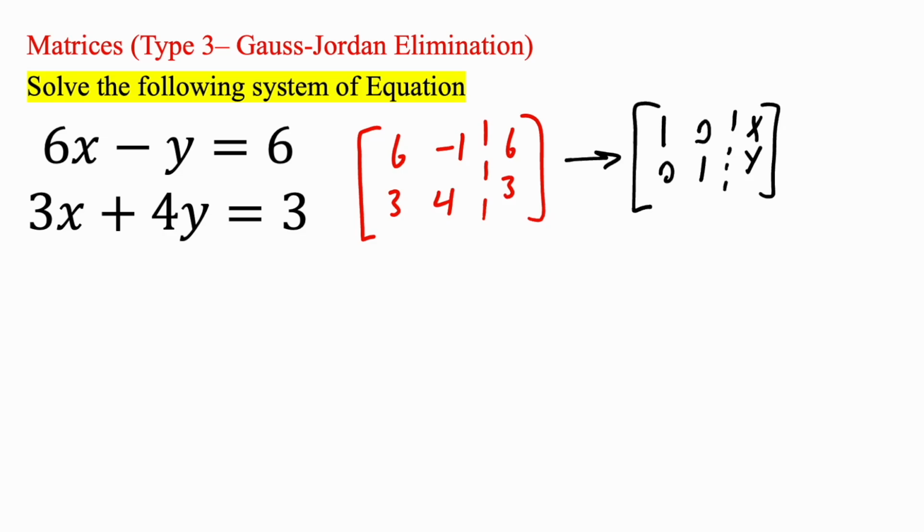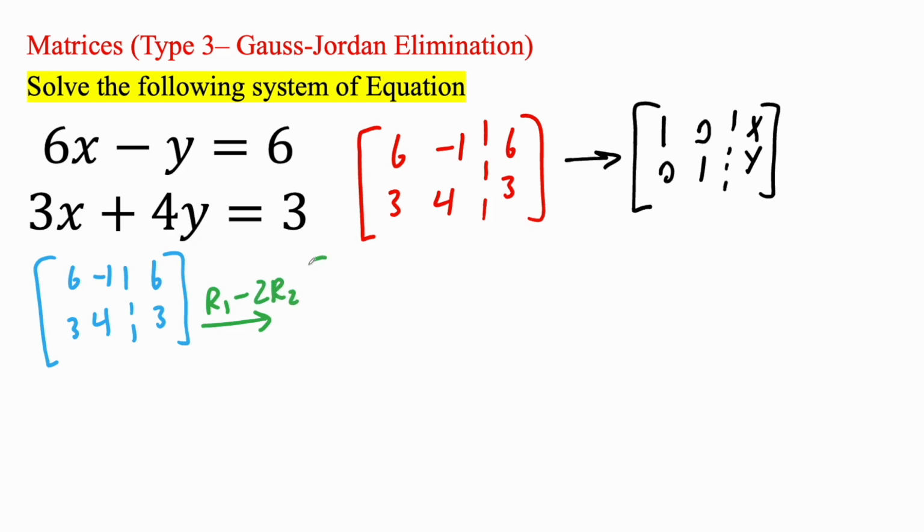Now, with this Gauss-Jordan elimination, it's kind of like a puzzle. There's several things that we can do to achieve our goal. So first, I'm going to rewrite this piece. So we had 6, -1, 3, and 4. Dash, dash, dash. Our answer was 6 and 3. And to get started, I'm going to take row 1, this row right here, and subtract 2 times row 2. And this is going to give us, so our first row doesn't change.